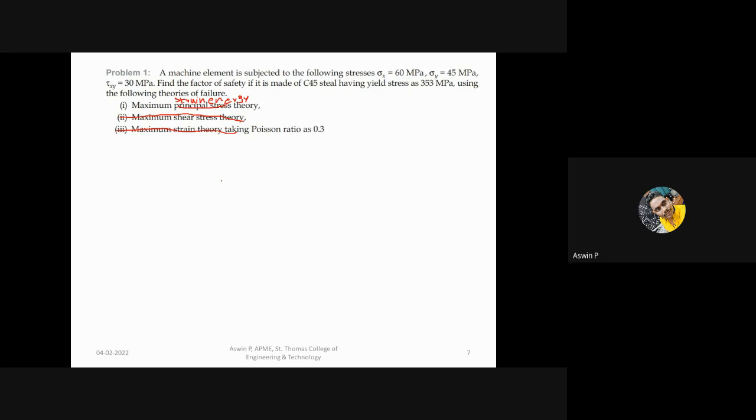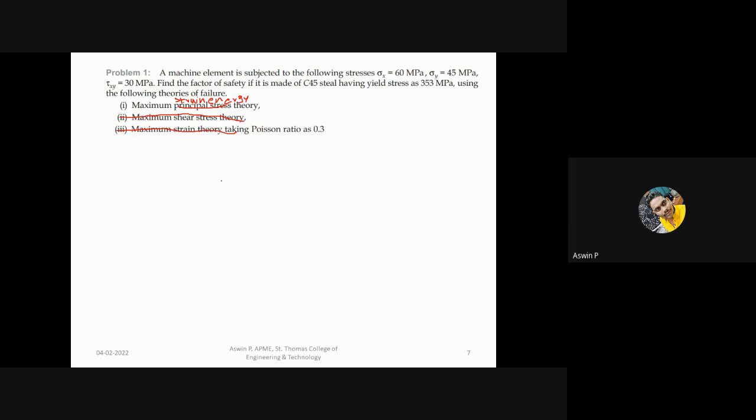The question is: a machine element is subjected to the following stresses: sigma x equal to 60 megapascal, sigma y equal to 45 megapascal, tau xy equal to 30 megapascal. Find the factor of safety if it is made of 345 steel having yield stress as 353 megapascal using maximum strain energy theory, like Haigh's theory.